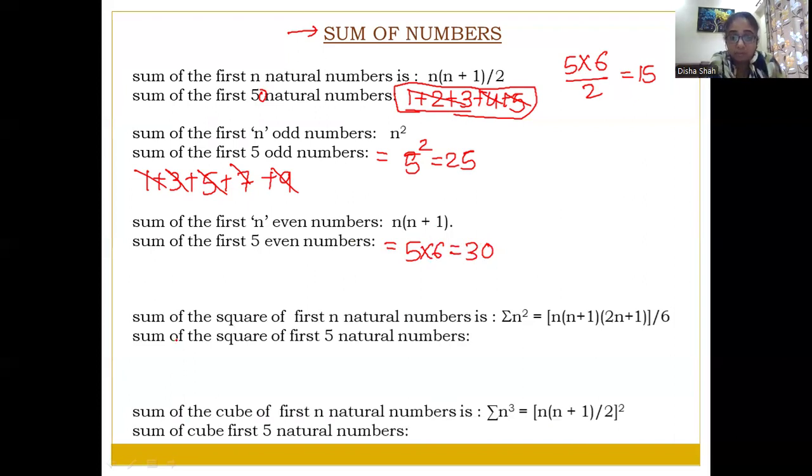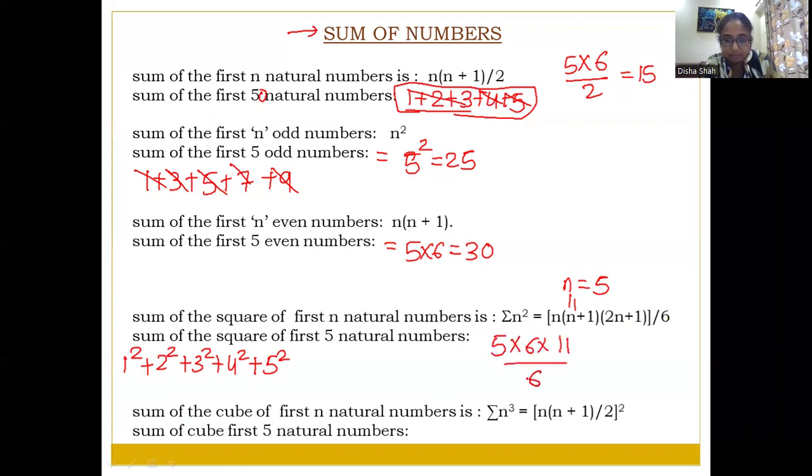Next, sum of the squares of the first n natural numbers. So the formula is n into n plus 1 into 2n plus 1 divided by 6. ठीक है, तो पहले 5 नेचुरल नंबर का स्क्वायर का सम, मतलब अगर आपको कोई ये पूछता है, so instead of adding you can use the formula, put n is equal to 5 here. The formula is 5 into 6 into 2n plus 1, 11. So answer is 55.